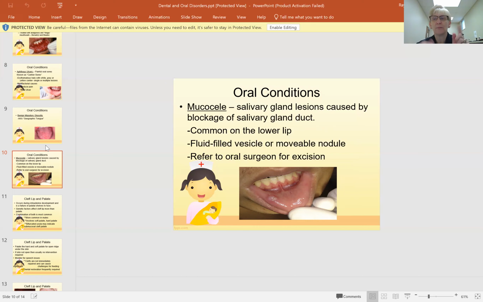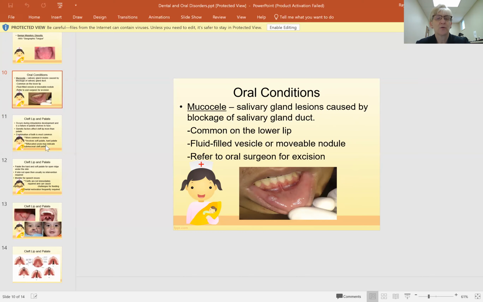So be on the lookout for things like that. But no antibiotics or anything is going to take care of it. Those have to go to the dentist or oral surgeon.